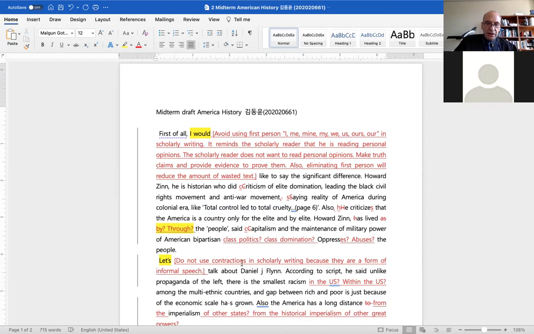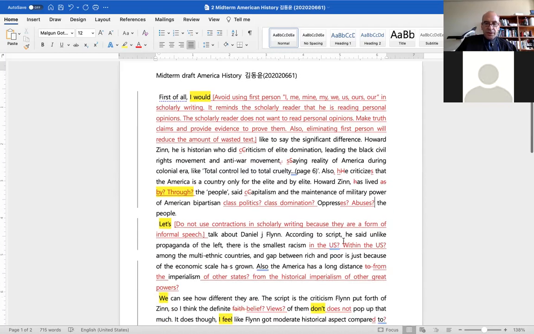So you talk about, according to the script, Daniel J. Flynn said, unlike propaganda, there's the smallest racism in the US or within the US. So again, you should choose one of those to make it a little more clear. Among multi-ethnic countries, and the gap between rich and poor is just because the economic scale has grown. Also, America has a long distance, the US or America. I'll let you choose there which one of those two you want.